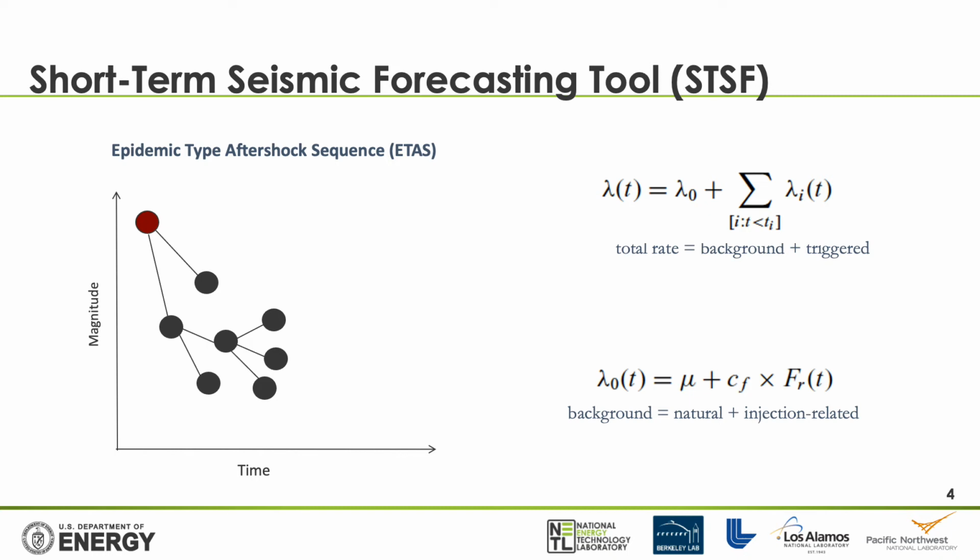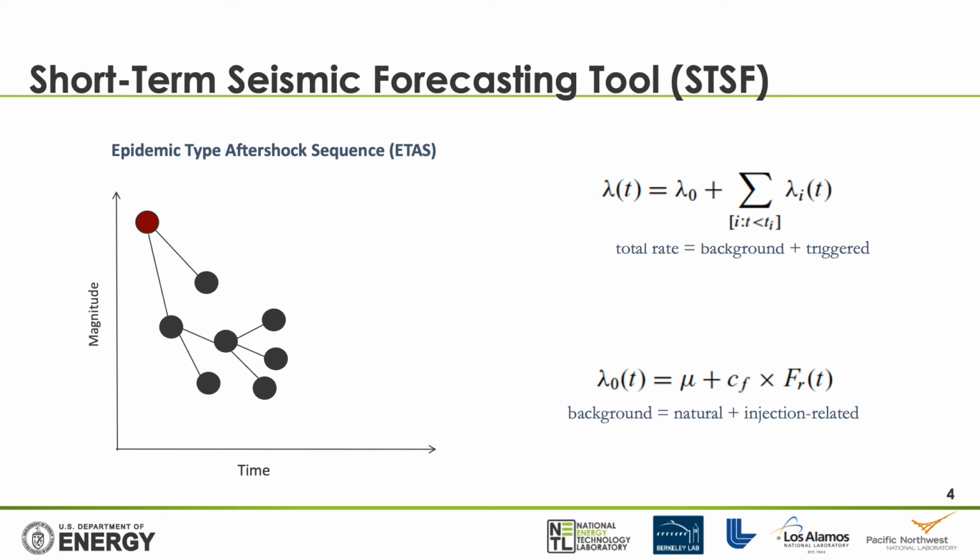The current short-term seismic forecasting tool relies on a particular statistical model, which is called an epidemic type aftershock sequence, or ETAS. This is a model that's frequently used in natural seismic analysis to understand how aftershock sequences behave. The idea is that earthquakes can often be treated as a cascade, where, for example, a large magnitude event may cause stress changes that trigger other smaller magnitude events, and those events themselves could potentially trigger sub-events. Those sub-events may have larger magnitude and so forth.